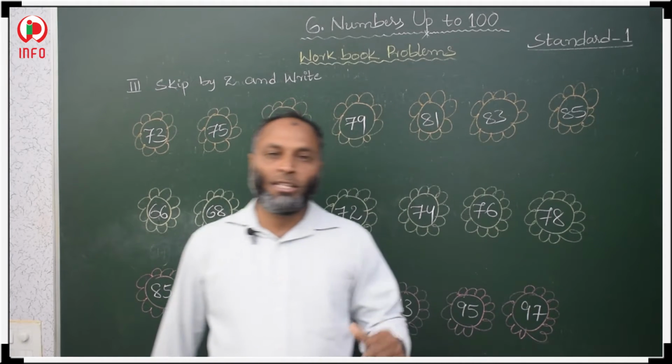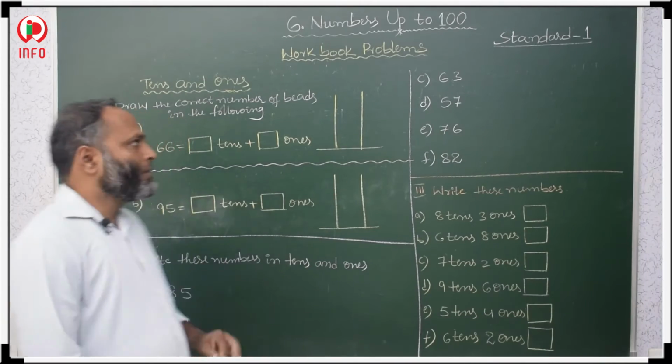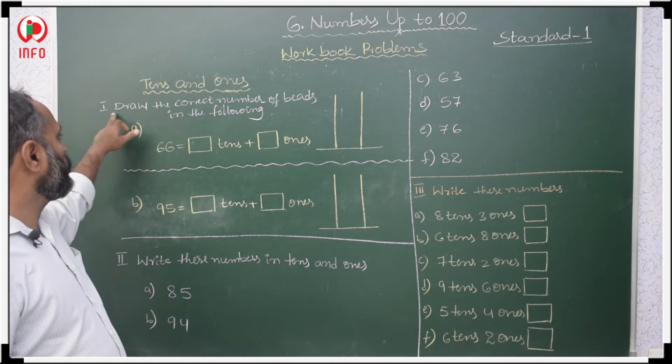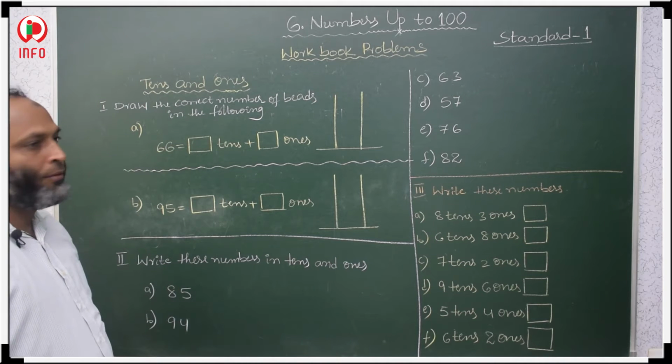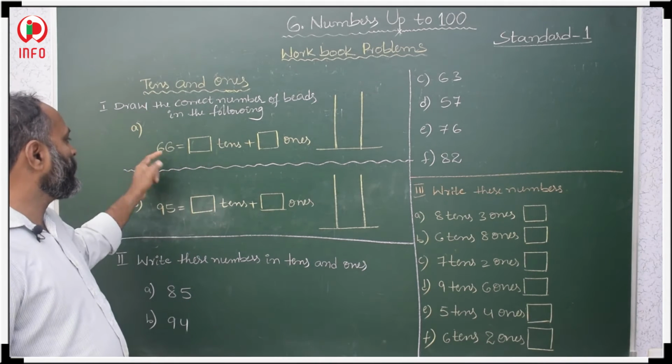Okay, skip by 2. In this way we have to skip and we have to write. Okay. Now the students see here tens and ones. The first bit, draw the correct number of bits in the following. The first one in the back side is given. So what is there here?